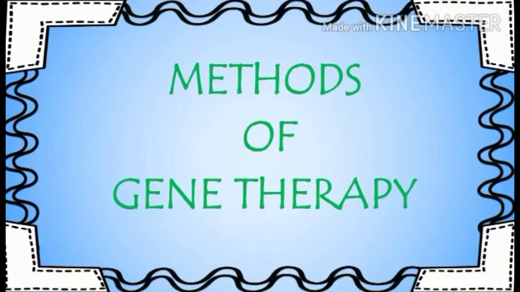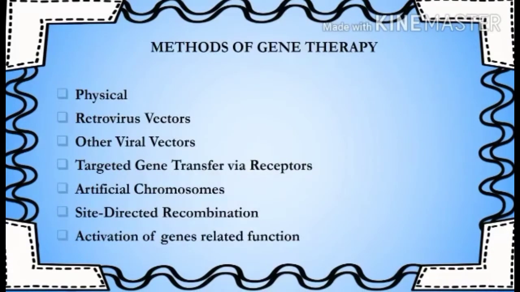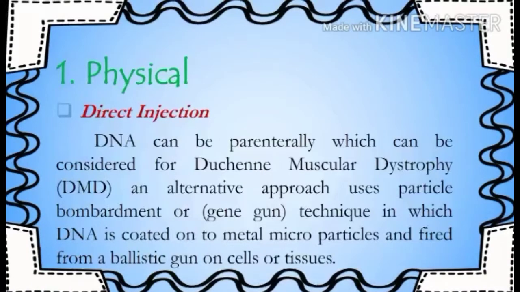Methods of gene therapy. There are 7 methods of gene therapy: the physical, retrovirus vectors, other viral vectors, targeted gene transfer via receptors, artificial chromosomes, site-directed recombination, and activation of genes-related function. Under the physical method, there are direct injection, liposome-mediated DNA transfer, and electroporation. In direct injection, DNA can be given parenterally, which could be considered for Duchenne muscular dystrophy or DMD.